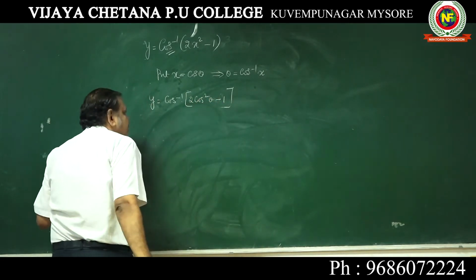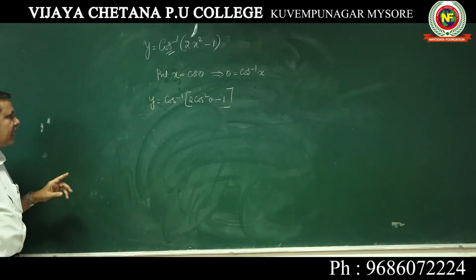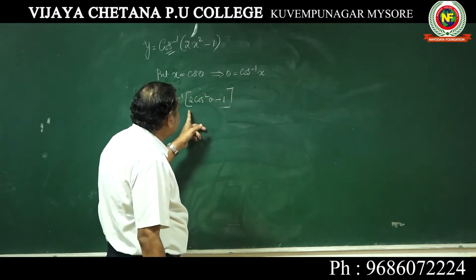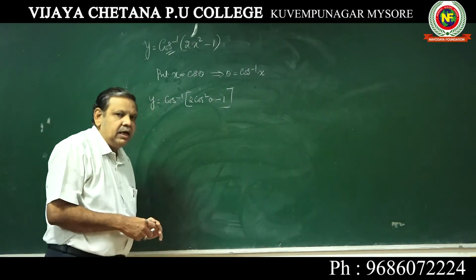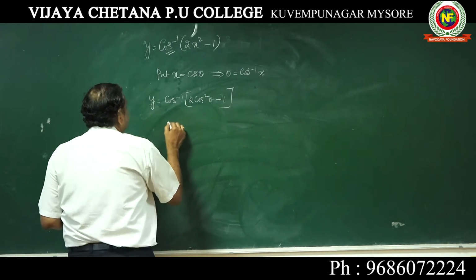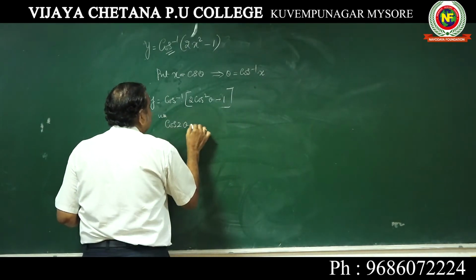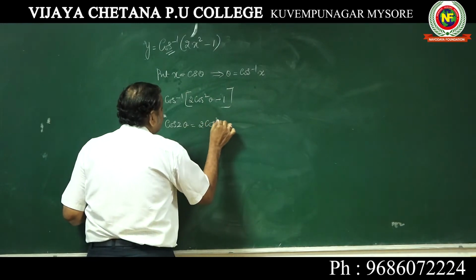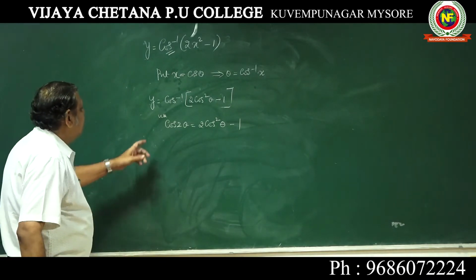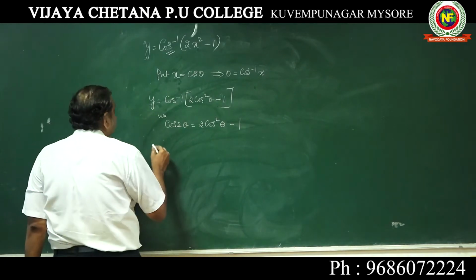You know, what is 2 cos square theta minus 1? There are 3 formulas for cos 2 theta. One is cos square theta minus sin square theta, or cos 2 theta is 1 minus 2 sin square theta, or cos 2 theta is 2 cos square theta minus 1. Here we use the formula cos 2 theta is equal to 2 cos square theta minus 1.